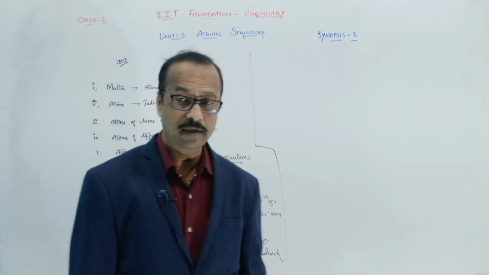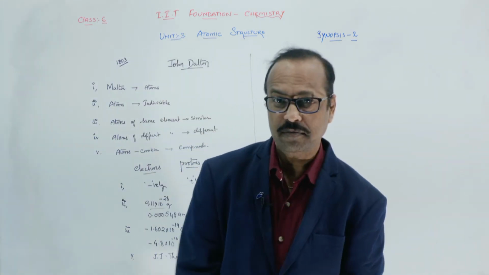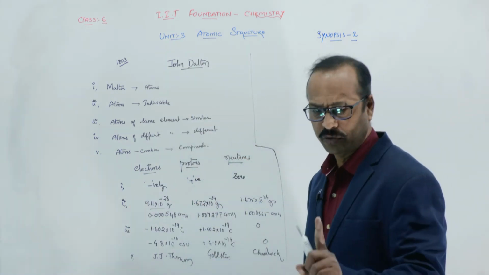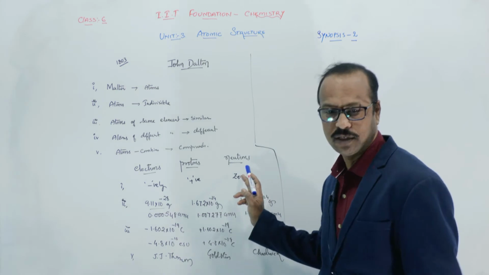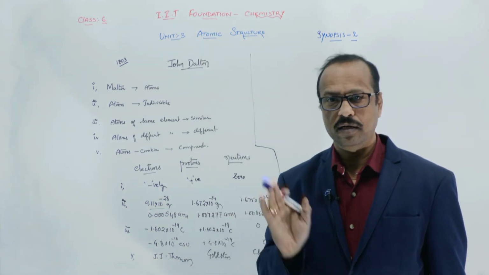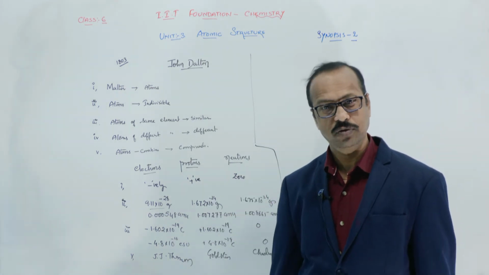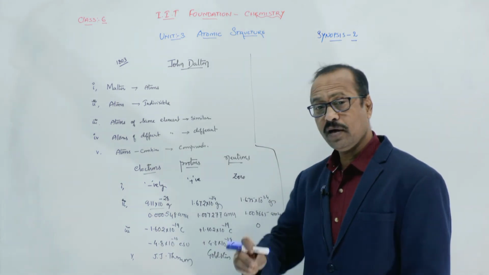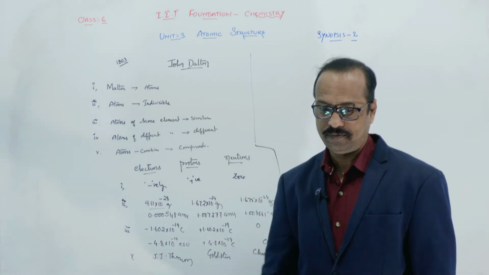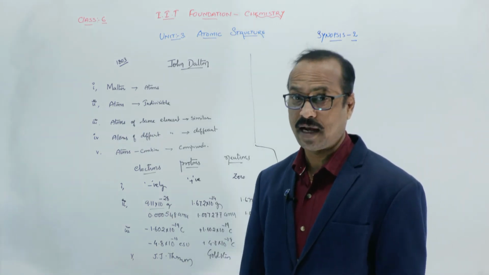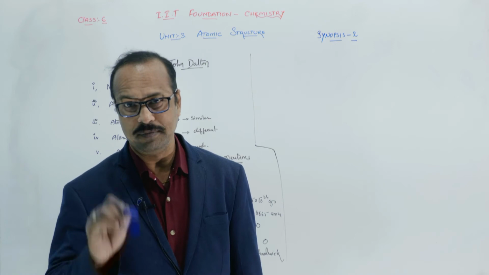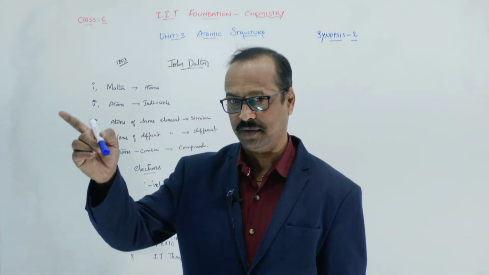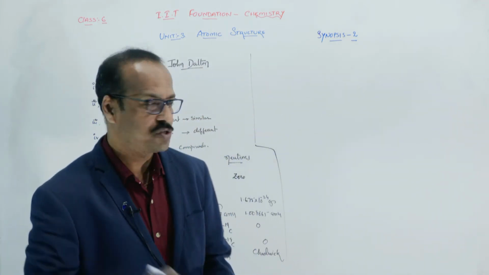So see students, every atom consists of electrons, protons and neutrons. Of course, hydrogen is the only element which does not contain neutrons, but all the remaining elements consist of electrons, protons and neutrons. The number of protons present in an atom is called its atomic number. Already we discussed this in the language of chemistry, to write the electronic configuration and everything.